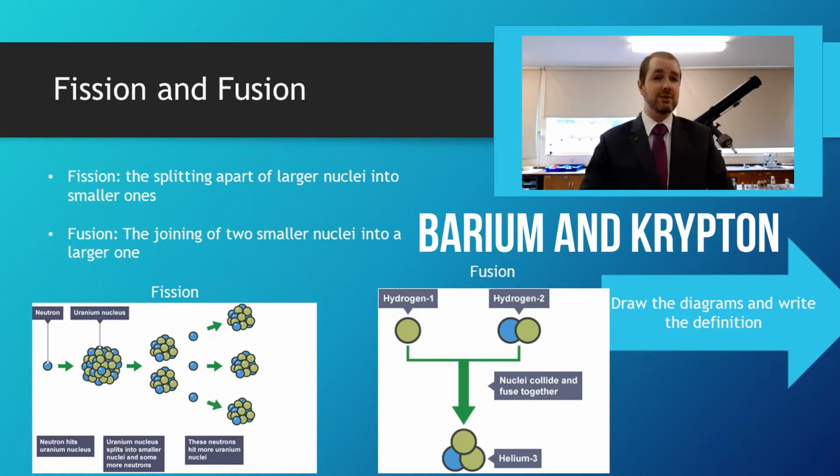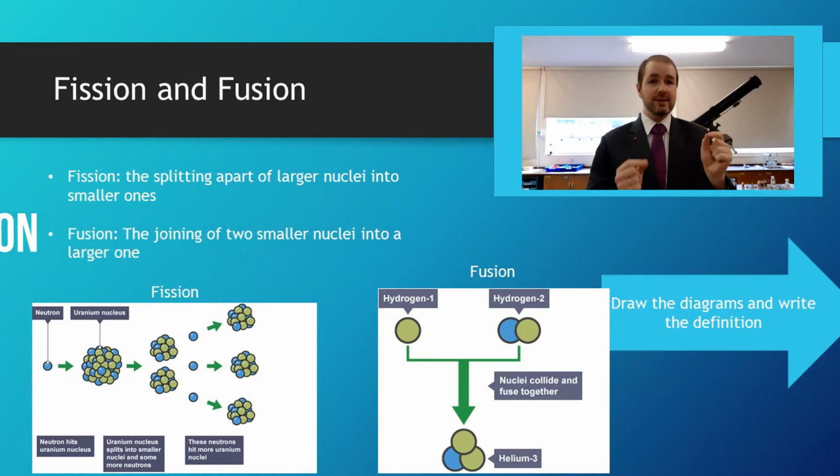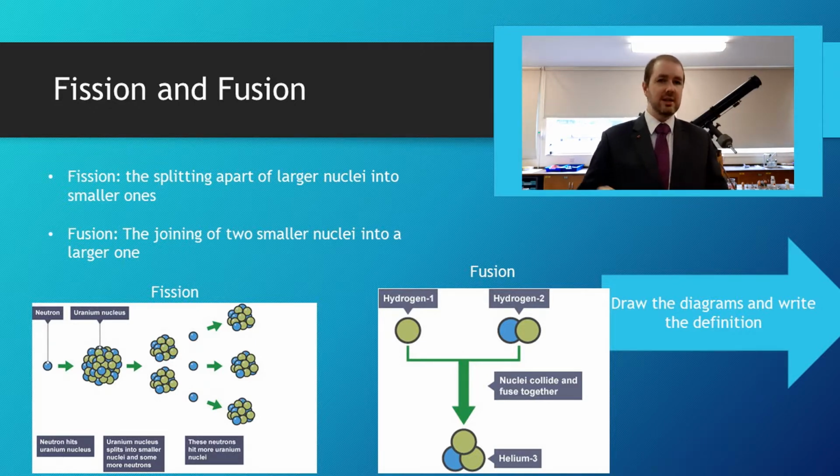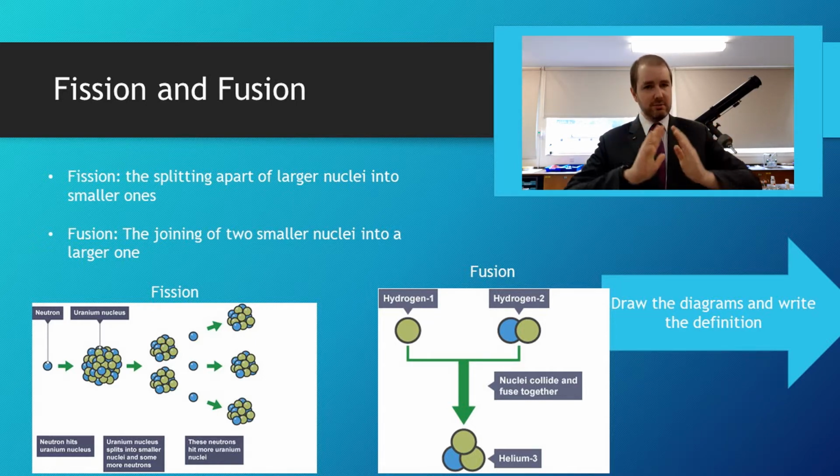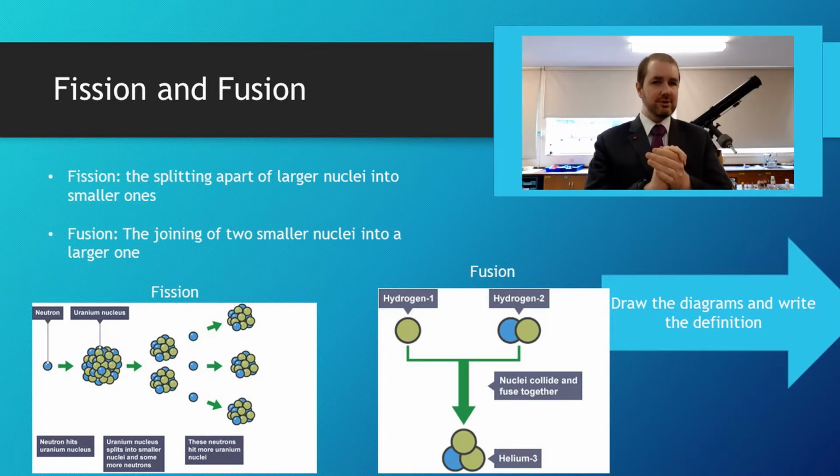Fusion, of course, is the opposite of this. We're taking two small atoms and gluing them together into larger ones. And this is not the same as chemical bonding. We're not just taking a sodium and a chlorine and having them ionically bond. No, we're actually taking the nucleus of these atoms and fusing them together to make a larger nucleus. It's very different from what happens in chemistry and it's much, much more difficult.